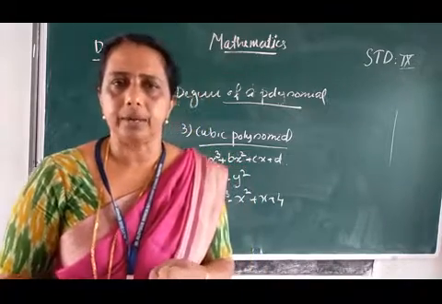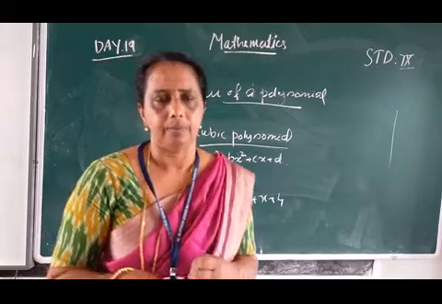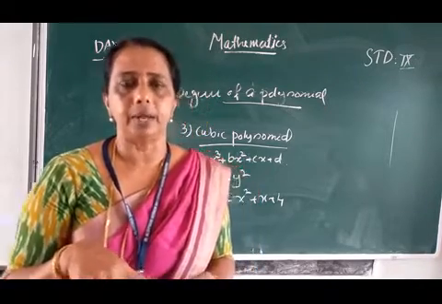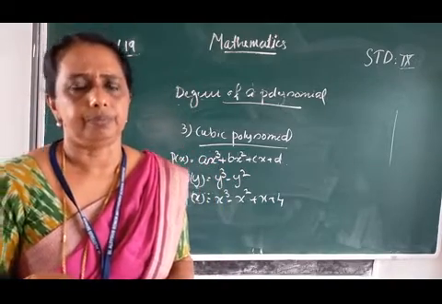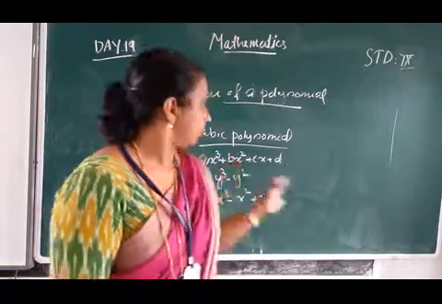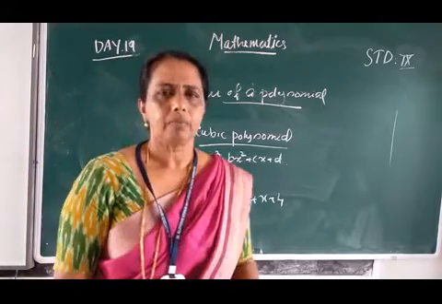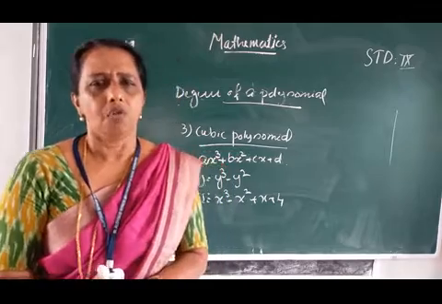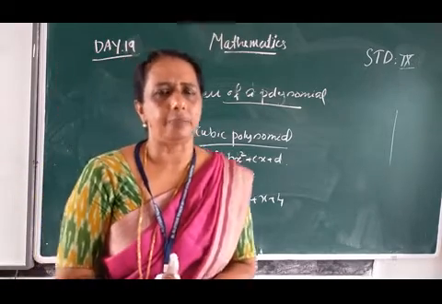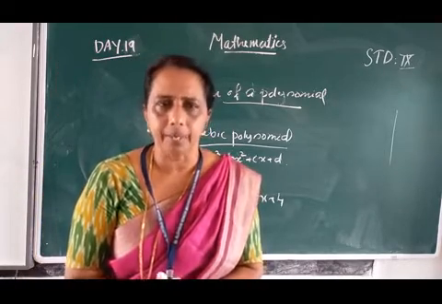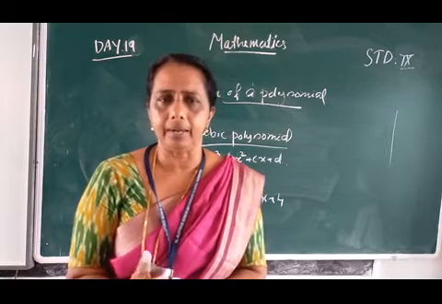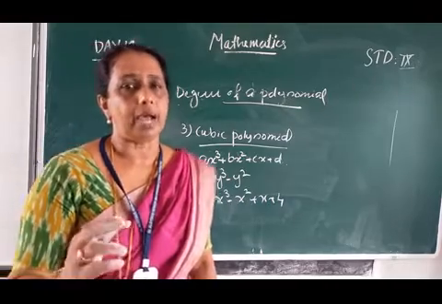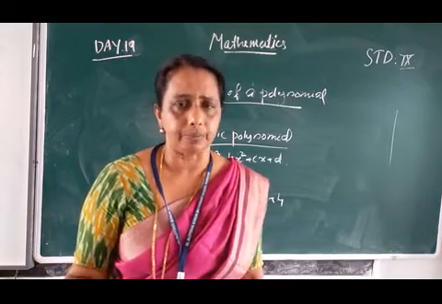The first degree polynomial is called a linear polynomial. The second degree polynomial is called a quadratic polynomial. The third degree polynomial is called a cubic polynomial. Then examples we already studied. Next, a polynomial in the variable x of degree 1: the standard form of a linear polynomial is ax plus b, where a and b are real numbers and a is not equal to 0. A linear polynomial has at most 2 terms.